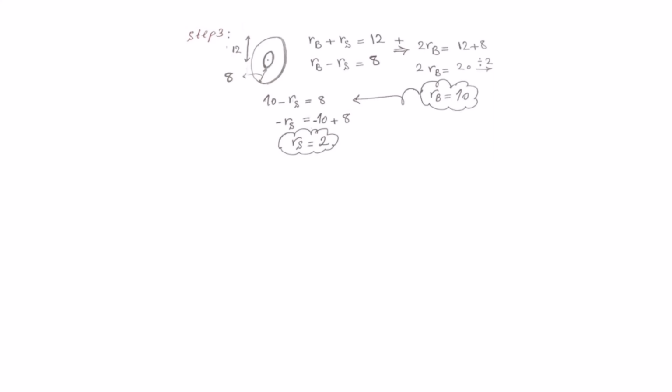We have a system of two variable equations, and if we solve it, we can find that the radius of the larger cylinder is equal to 10, and the radius of the smaller cylinder is equal to 2.